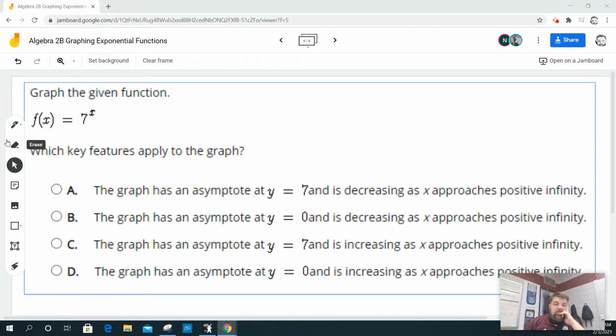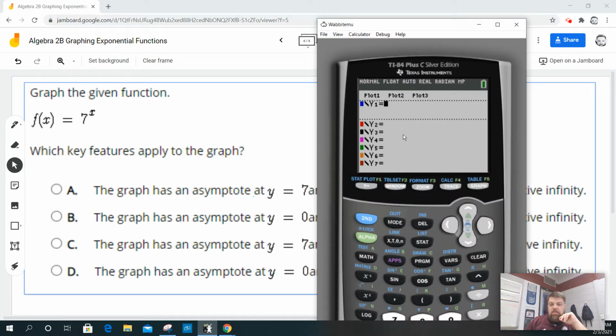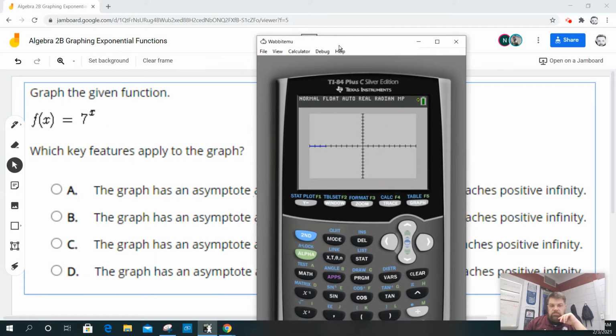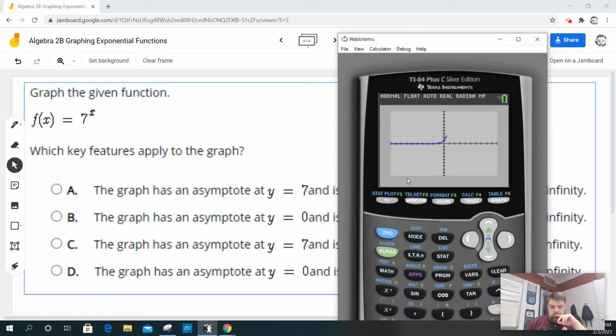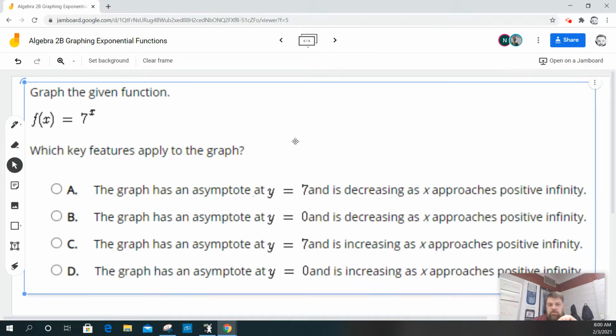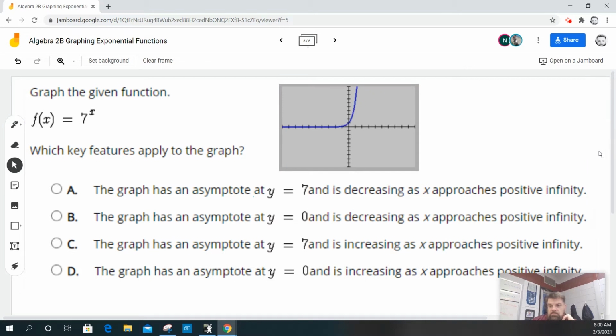So this one says graph the given function 7 to the x. So let's do that real quick. I'm just going to come in here, clear out my screen, and I'm going to put 7 raised to the x, hit graph, and there's my graph. And let me take a picture of that so we can put it in the notes. There it is. All right.